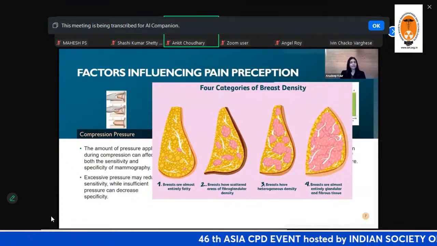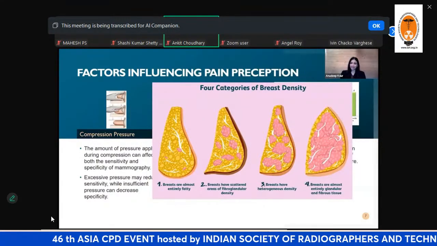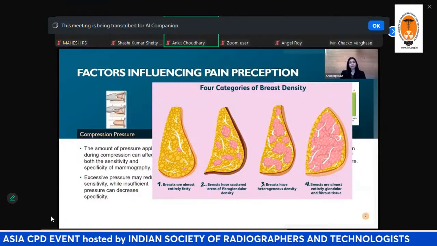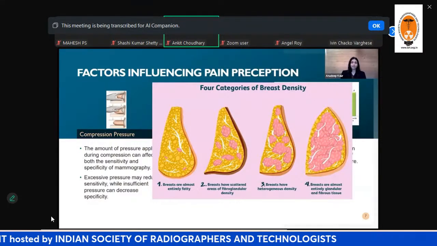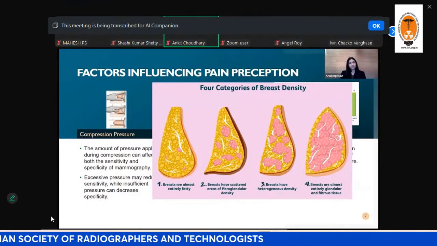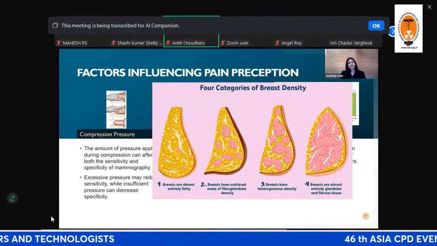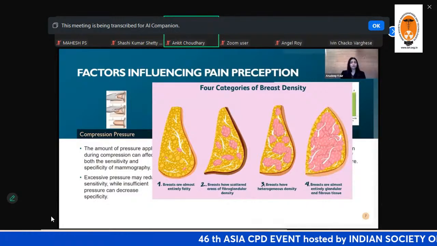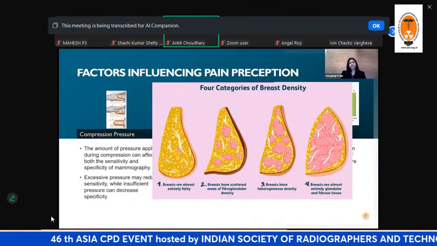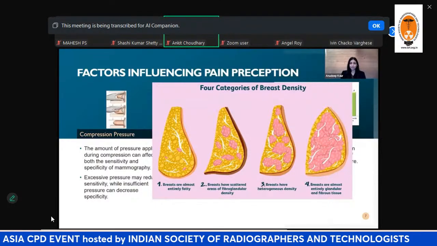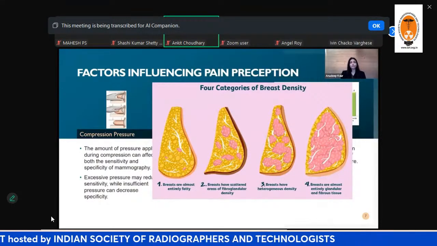There are 4 categories into which we divide breast density. So first is the breast which is entirely fatty. Second is the one where the breasts have scattered fibroglandular density. Third, where we have a heterogeneous density of the breast. And lastly, we have an entirely glandular and fibrous density of the breast. So given the different types of densities that comprise a breast, the pain perception of a female will be different.